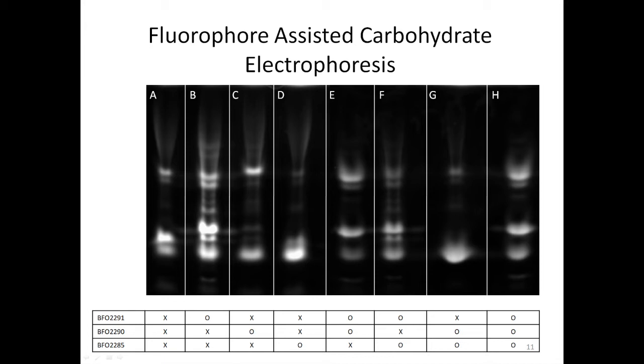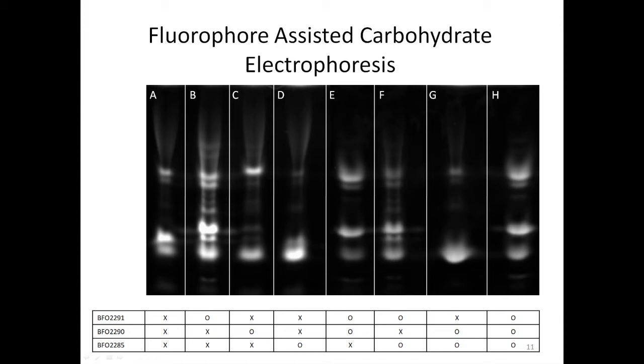BFO2291 and 85 produced no significant change from B, which was just BFO2291, and G, using BFO2290 and 2285, produced the same banding pattern as the control. This would agree with my hypothesis and suggest that BFO2291 and 90 act sequentially.